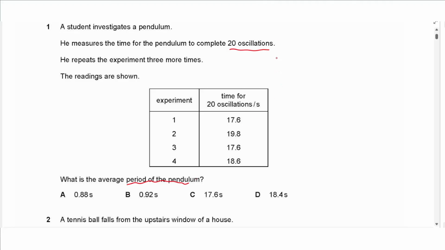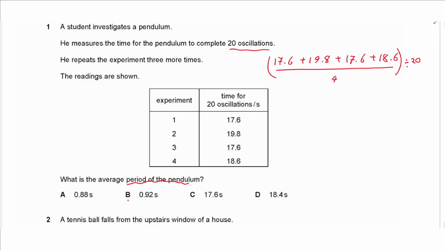So first we get the average of the 20 oscillations, 17.6 plus 19.8 plus 17.6 plus 18.6. Then we divide that by the number of measurements, which is 4. Then after that we have to divide by 20, since it's the time for 20 oscillations and we want the time for one oscillation. This gives an answer of 0.92, so the answer is B.